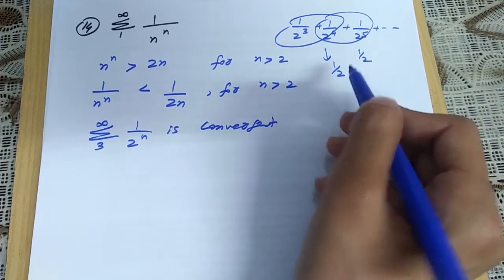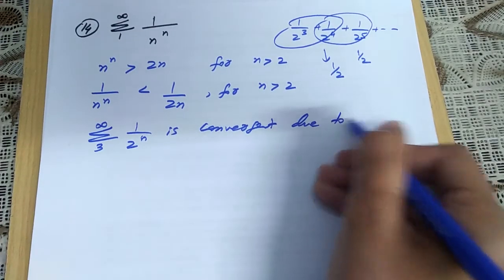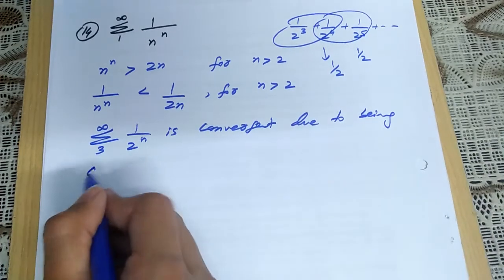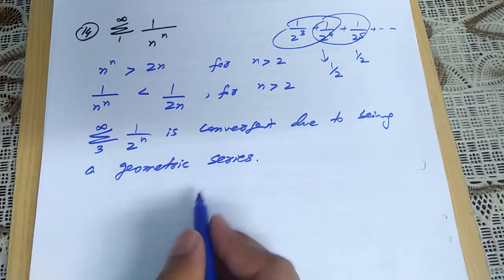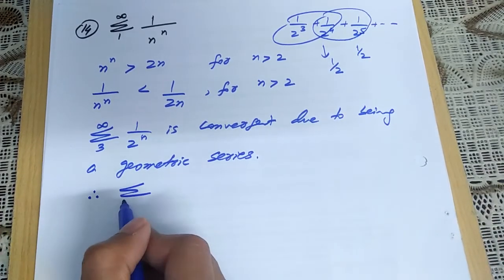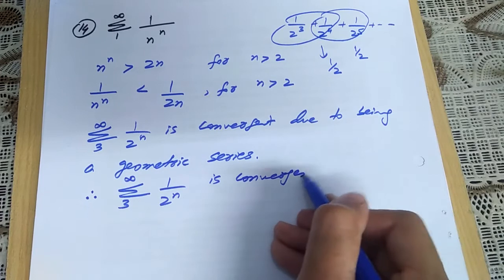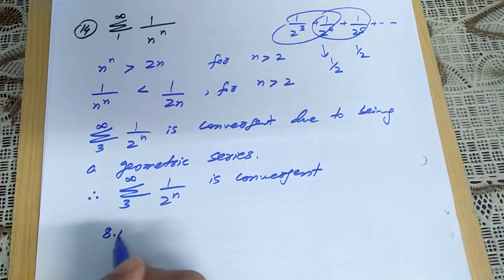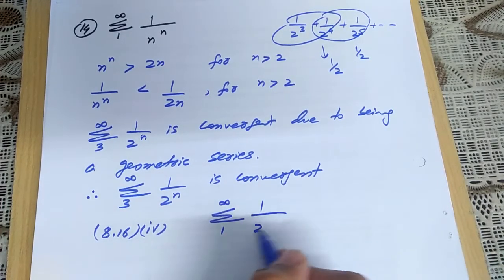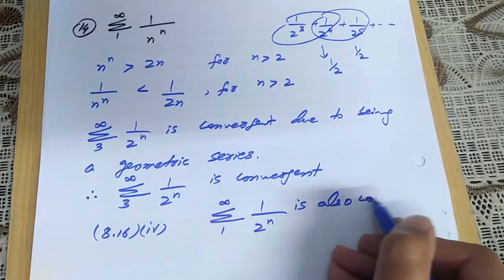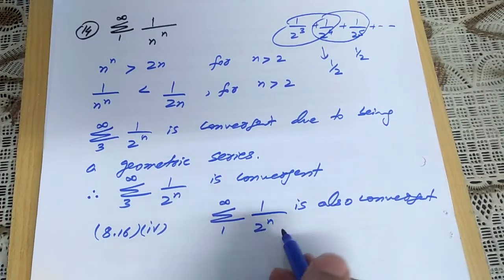If your common ratio is the same, this is a geometric series, and normally geometric series are convergent. This is convergent due to being a geometric series. Therefore this summation 3 to infinity 1 over 2 raised to power n is convergent. And by using theorem 8.16 part 4, you can say that summation 1 to infinity 1 over 2 raised to power n is also convergent, because adding some terms to a series will not alter its convergence or divergence.